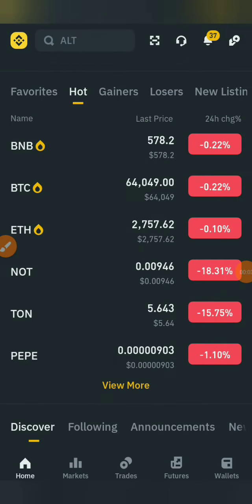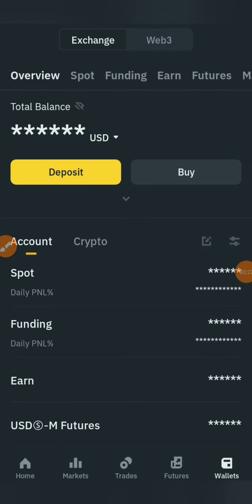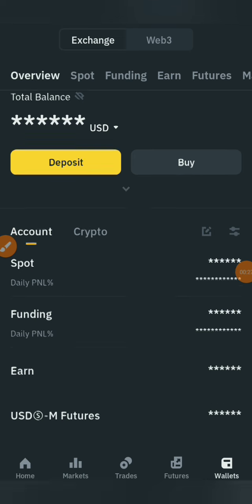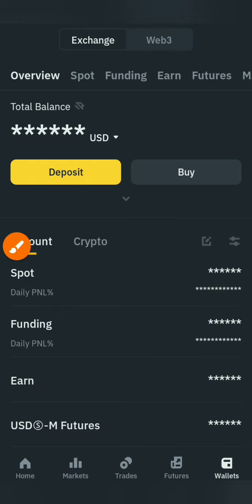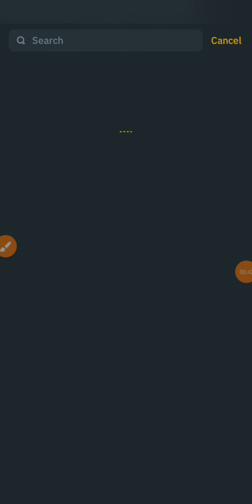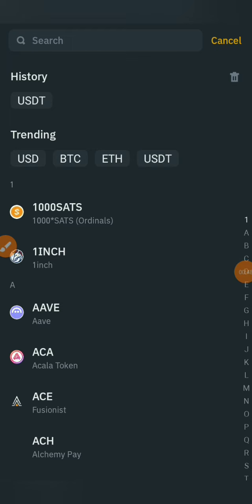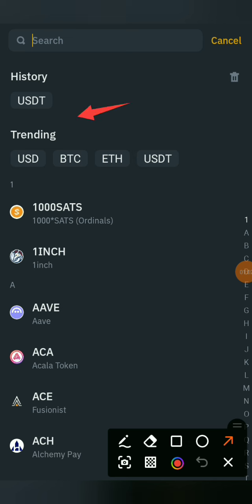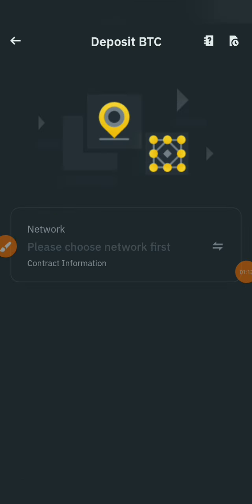Now, take for instance, I want to receive BTC from a friend of mine, and he asks me for the network I'm going to use. All I have to do is go to the wallet section. It brings me to an interface that looks like this, where there are various crypto pairs you can see. Let me show you. What you're going to do here is click on deposit. It brings you to another interface displaying a list of different tokens. Since we want to use BTC as an example, you can see on the trending section that BTC is already present because it's a popular and well-used asset. So I'll click on BTC.